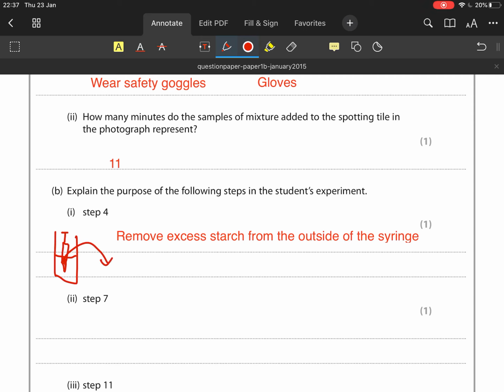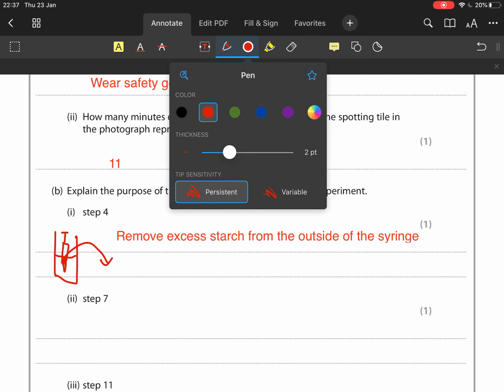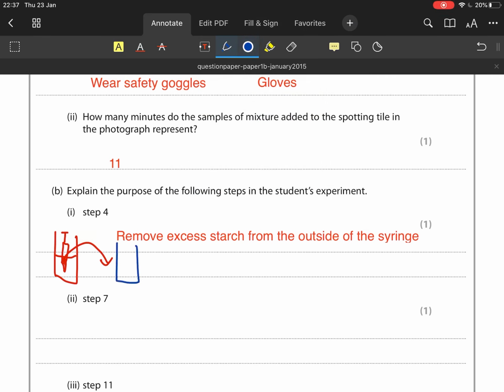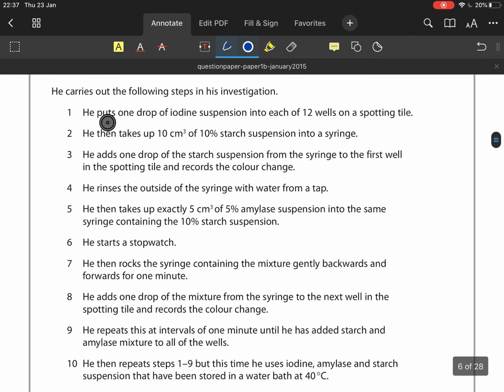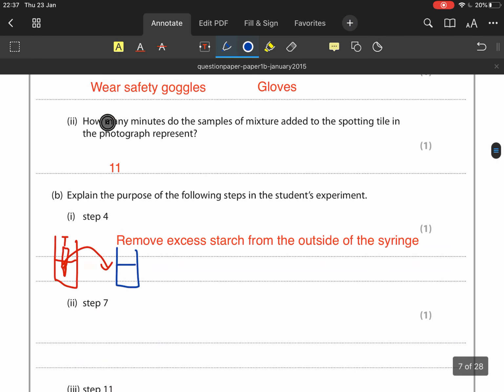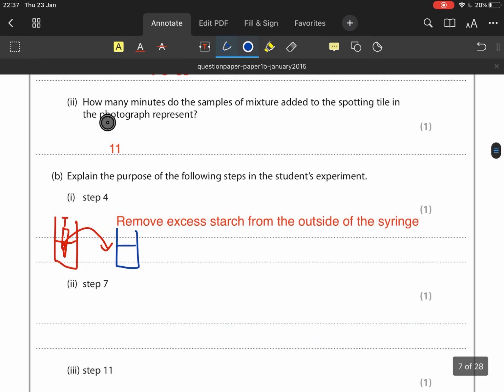If you don't rinse that, you've got a risk of taking that to your next beaker. The next beaker that it's going to go into is the amylase suspension. You're going to contaminate this amylase suspension with any excess starch that might be on the outside of that syringe. That's why you're going to wash it off.